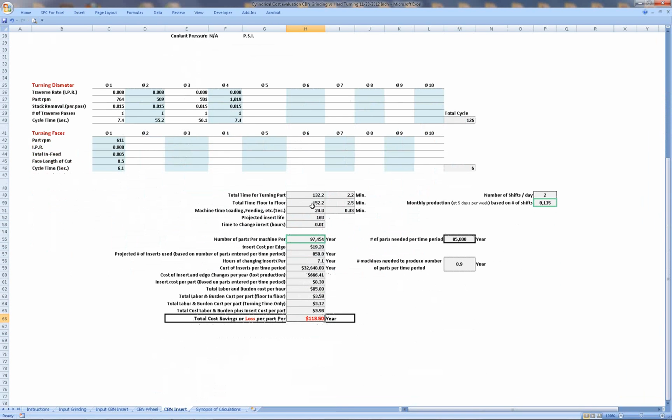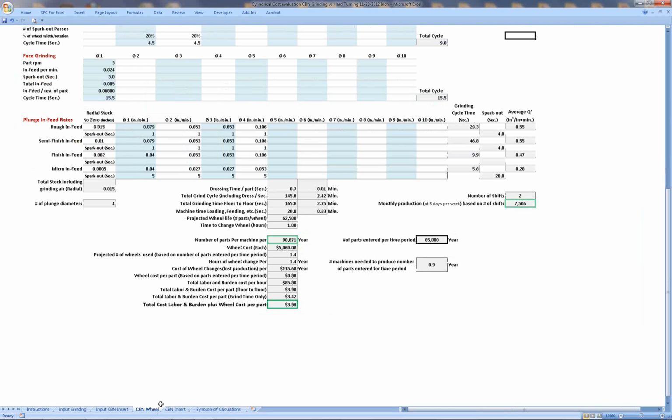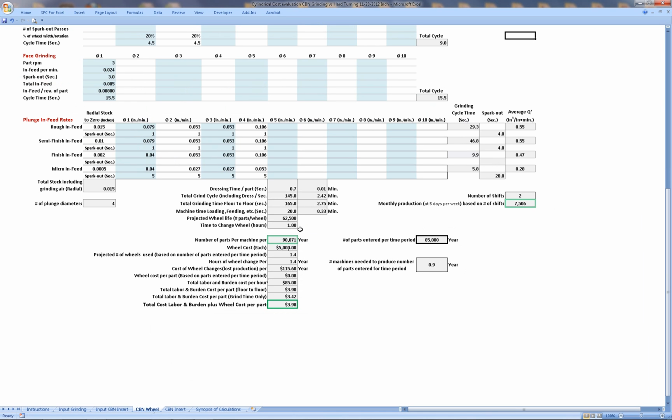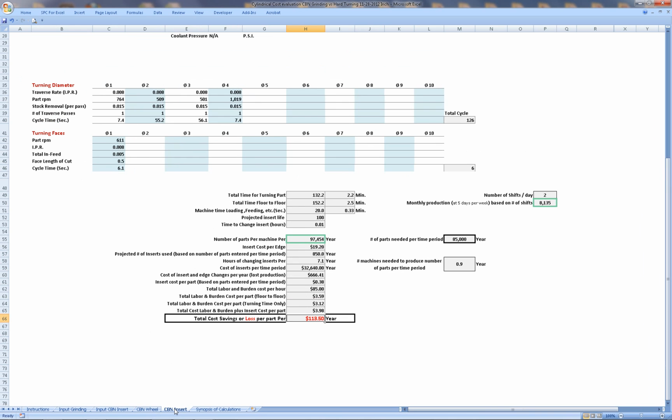And then we have the same data as we saw at the beginning. We have 85,000 parts time period. We can do 97,474, which should be about the same, a little bit more, 90,000 for the other. But that still computes out to about 1 machine to do the part. Total cycle time, 2.5 minutes as compared to 2.75 minutes. I think that's right, 2.5 to 2.75. So in fact, the hard turning is a quicker process.